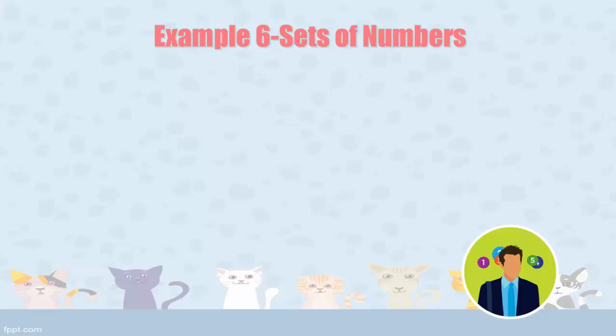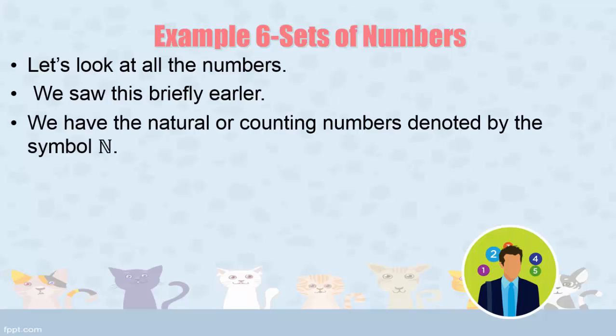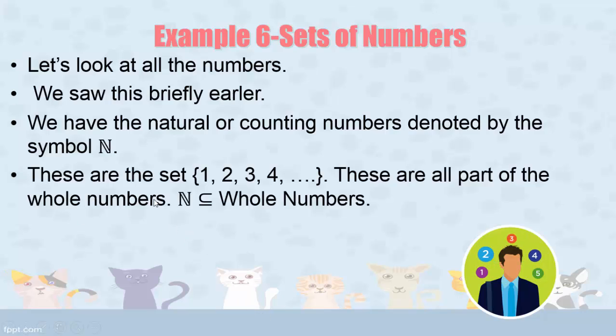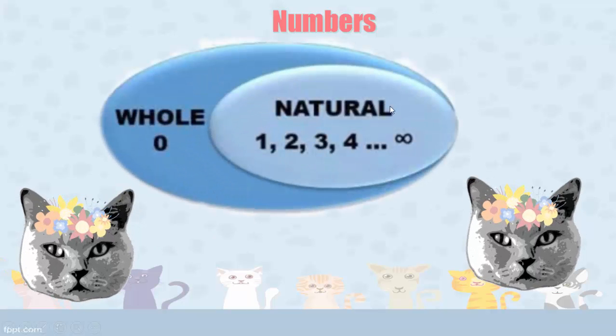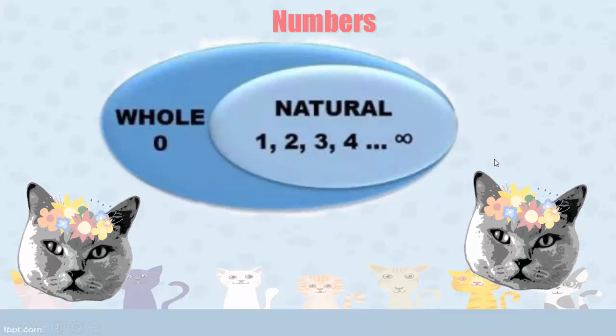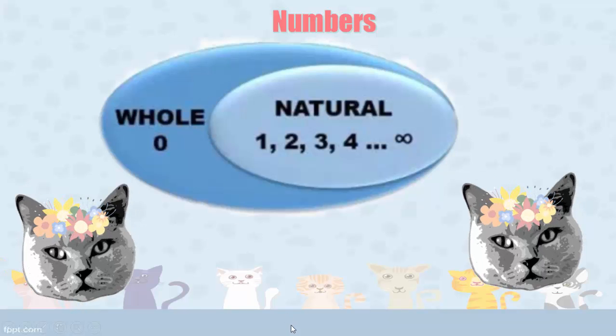Now, it's a little bit more straightforward with numbers. So let's look at all numbers. We saw this briefly earlier when we were talking about the counting or natural numbers. Recall that these numbers are the set 1, 2, 3, 4, and these numbers were all part of the whole numbers. The natural numbers were inclusive in the whole numbers because for the whole numbers we added in the 0 plus the natural numbers. So how would we draw this diagram? Here we have the natural numbers, 1, 2, 3, 4, to infinity. Then we have the whole numbers, where we add in a 0, which makes the set a little bit bigger. So the natural numbers are a subset of the whole numbers, and that is how we would look at the Euler diagram of that.